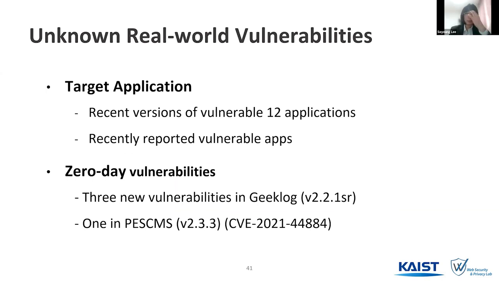Okay. In addition to this, we conducted an experiment targeting recent versions of the applications used in the previous experiment, and also targeting recently reported vulnerable applications. As a result, we observed that Link found 3 new vulnerabilities in GitLog and 1 in PSCM.